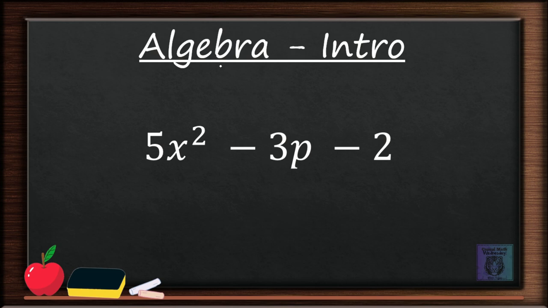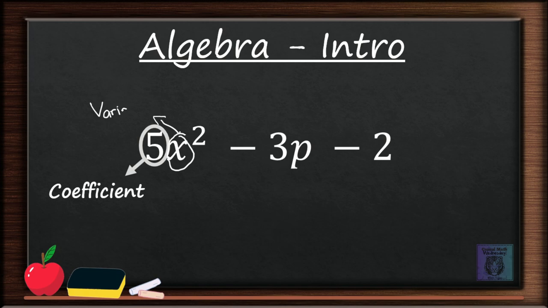So let's break it up. If we look at this, 5 means it is the coefficient. This is the coefficient. This x here is the variable. And as you can see, we have two coefficients. This 3 is also a coefficient of the variable b.